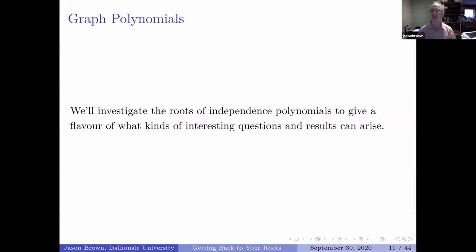We'll investigate the roots of independence polynomials to give a flavor of what kinds of interesting questions and results can arise. So we're going to be interested not only in what independence polynomials can say about independence in graphs, but we'll be interested in the roots of these polynomials simply because they have roots, and roots of polynomials are interesting. So I hope to convince you of that in general for graph polynomials in this talk. That's one of my aims.